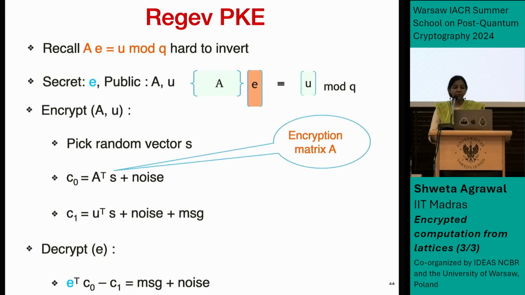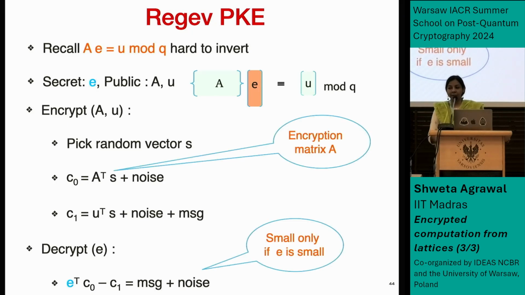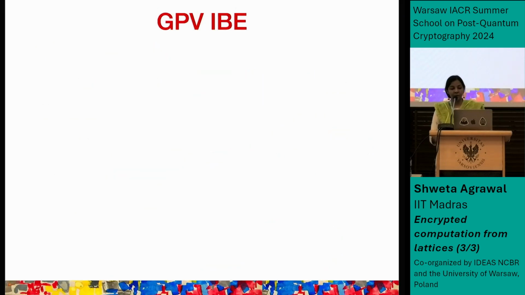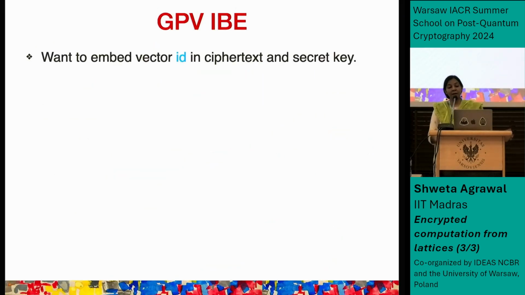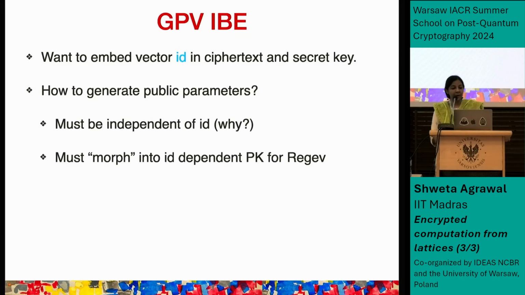Okay, so we're going to think of A as an encryption matrix, and we already saw that this noise is going to be small only if E is small. Okay, very good. So let's move on to the first IBE that I will show you. This is by Gentry, Peikert, and Vaikuntanathan, and it's going to be secure in what's called the random oracle model. Note that I want to embed the vector ID in the ciphertext and the secret key.